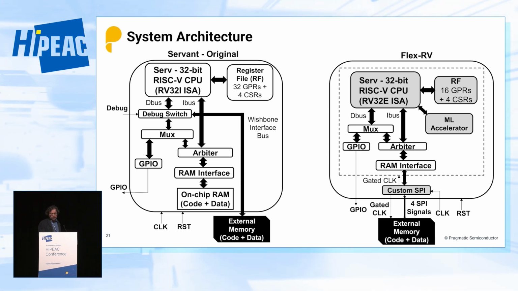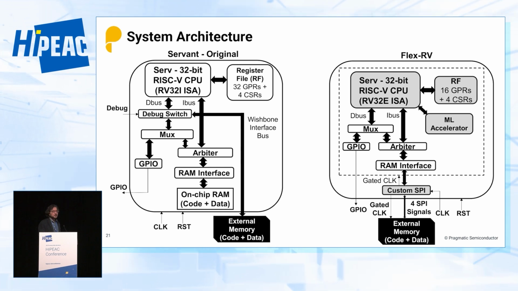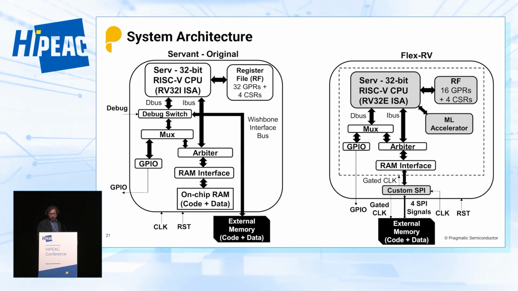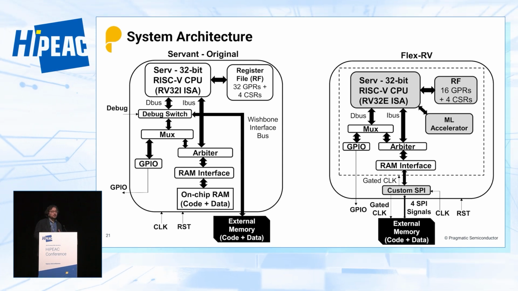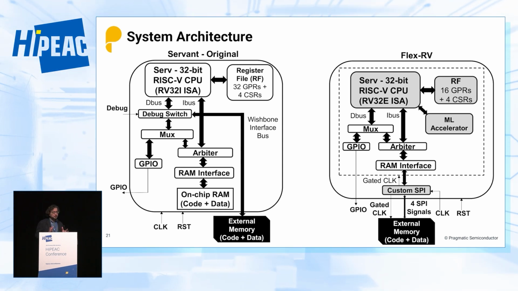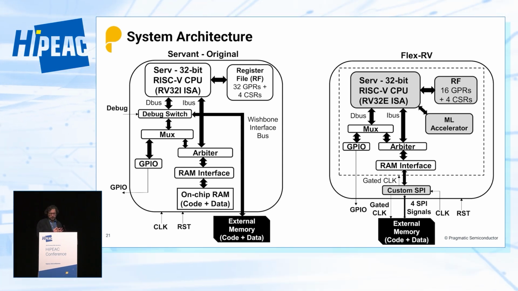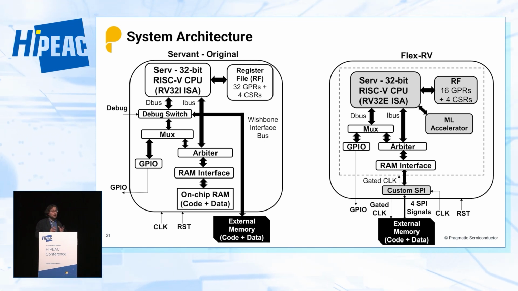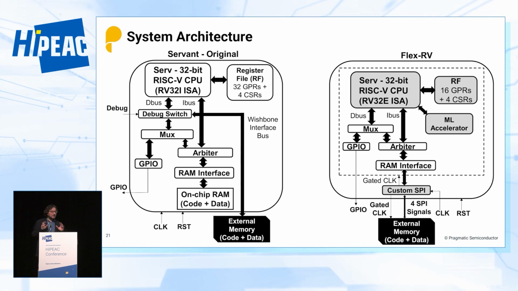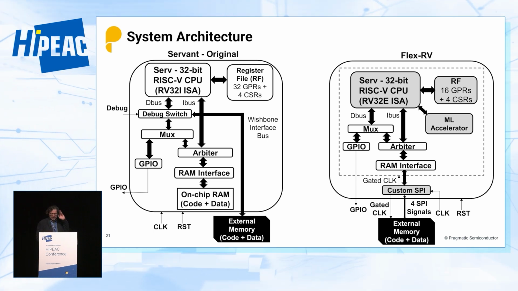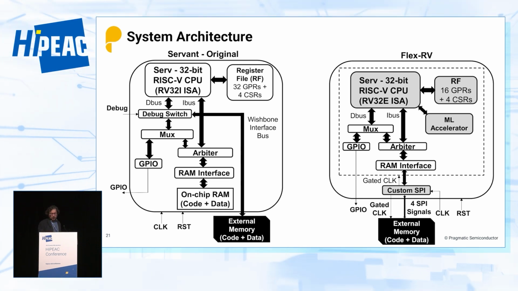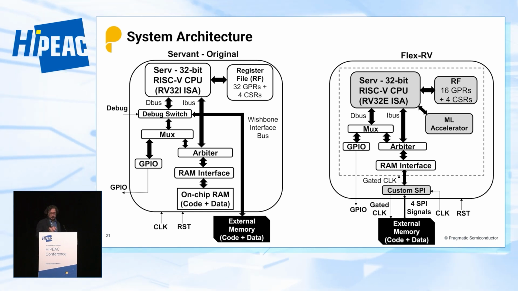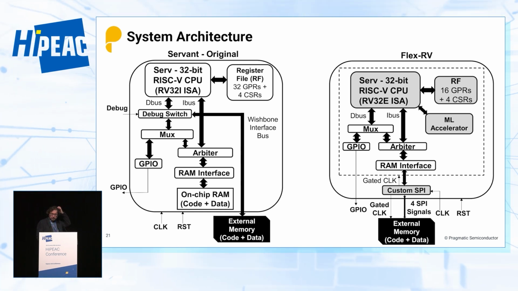The other thing we've done is that you can see SERVANT has on-chip RAM. We don't. The reason is that today we cannot integrate large on-chip memory in our technology, which we are working on. It will happen. Here, large doesn't mean megabytes; I'm talking about even kilobytes. So what we have done is use an off-chip memory to get the program and the data into the chip.